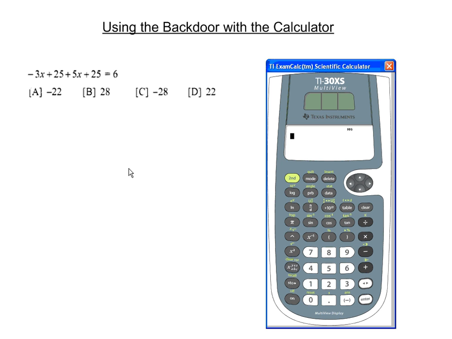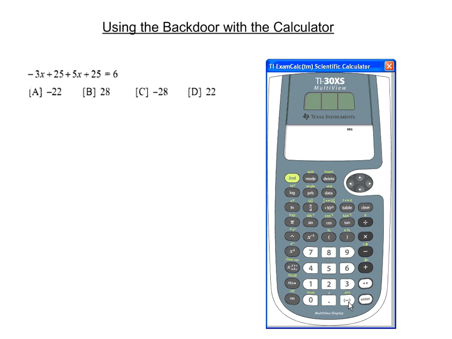For everything that we do today, I will start off with A and move to B until we find our answer. Sometimes we may get lucky, and the answer may be A. Sometimes it may be D, and I have to do all 4 of these. That's the unfortunate part of doing the back door. This isn't necessarily the way I would work it, but if you get stuck, you can use this. So to begin with, I'm going to start with negative 22.